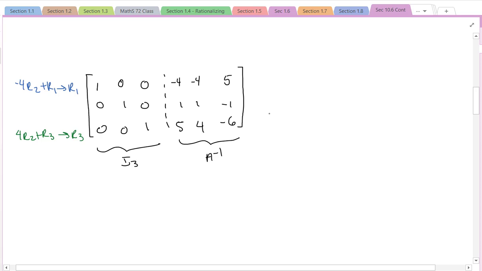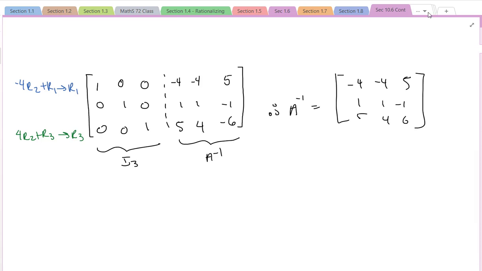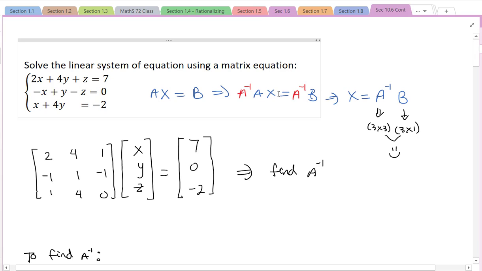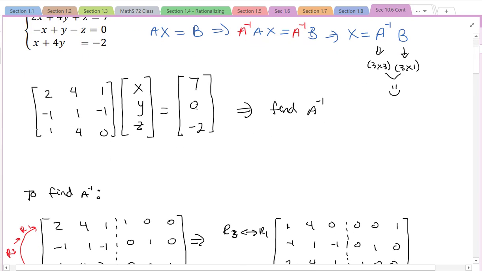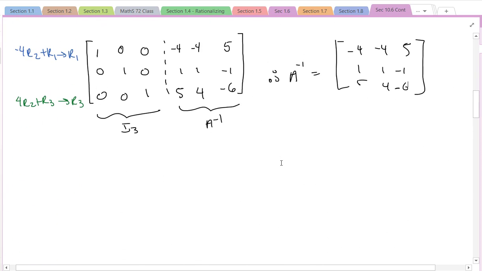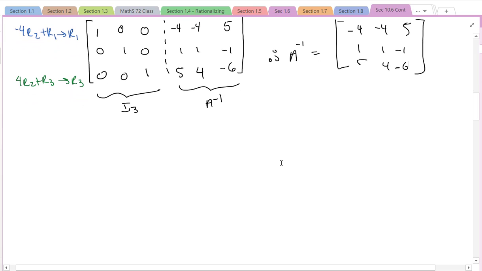So we found our A inverse, is that nice matrix: -4, 5, 1, 1, -1, and 5, 4, -6, sorry. So now let's go back and remember that we were solving for x. So x is A inverse times B, and B is 7, 0, -2. So let's go and find that product. That was the whole point of us finding A inverse.